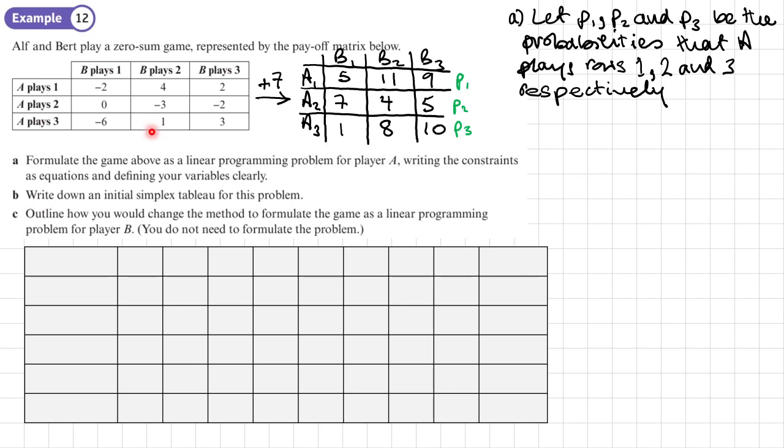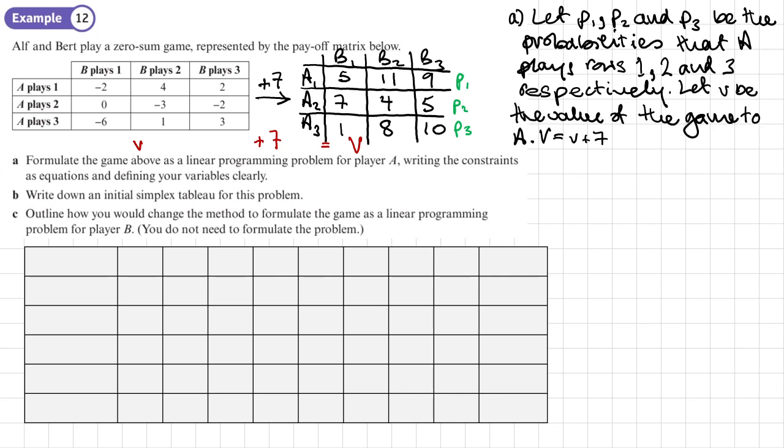Now the original value of the game to A we're going to call little v, but we added 7 to that to get the new value of the game, which we'll call big V. So I'll just write down here, let v, little v, equal the value of the original game to A. And I can then state that big V is equal to little v plus 7. So V basically represents the value of the new game to A.